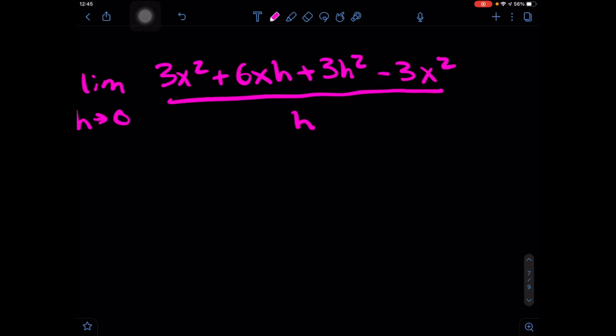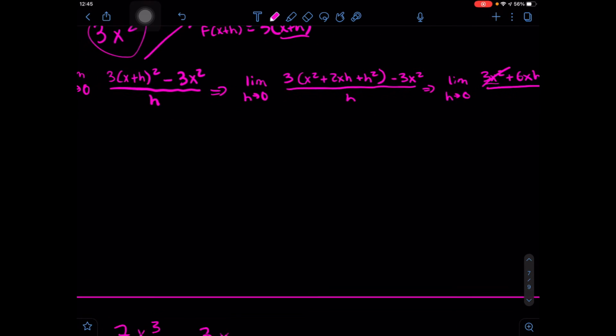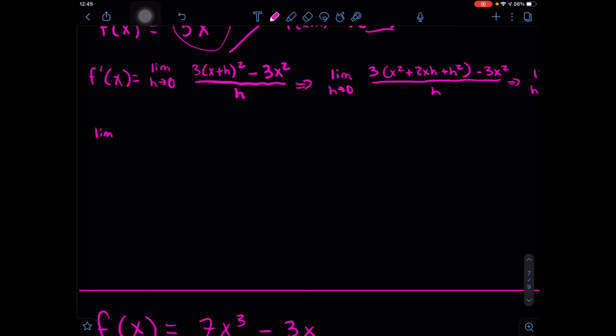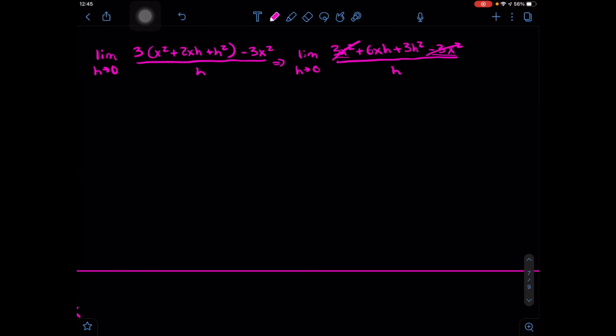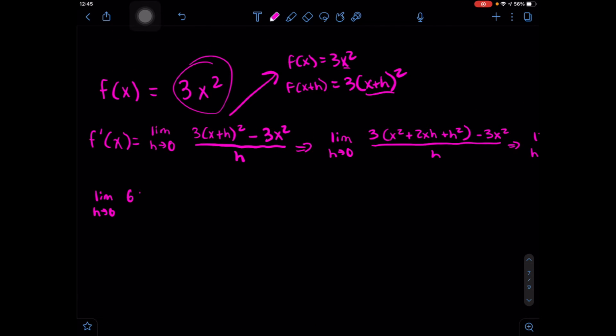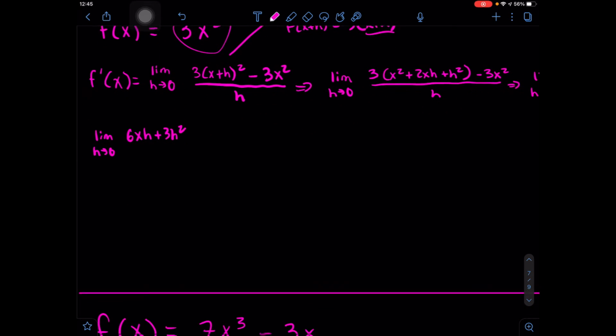Now you might notice that this 3x squared and this negative 3x squared just cancel out. And that's the thing about the definition of a derivative. If you do it right, you'll always have the minus f of x part cancel out with one of the f of x plus h components. So since these two cancel out, we know we're doing something right. If we rewrite it, it'll be the limit as h approaches 0 of 6xh plus 3h squared, all over h.